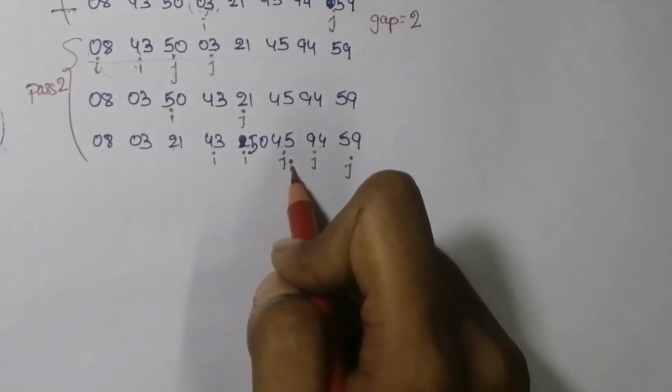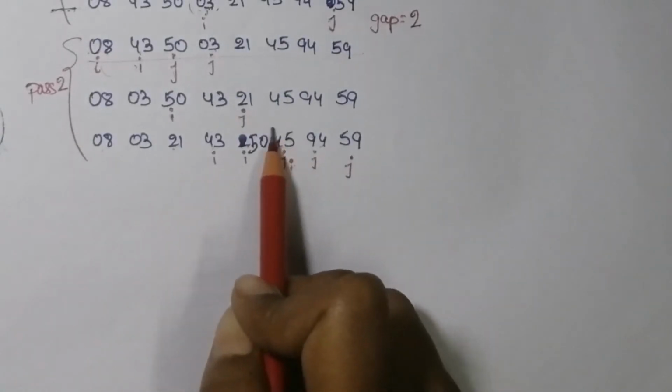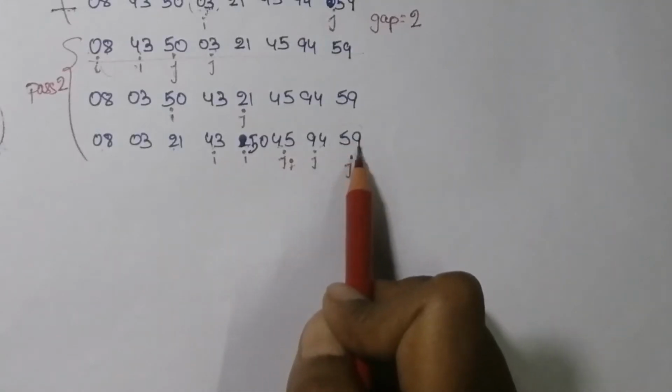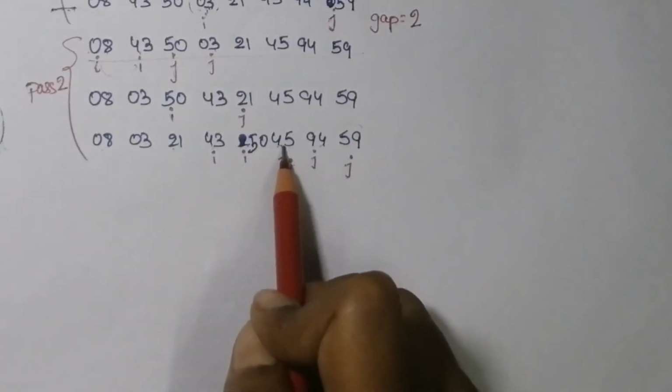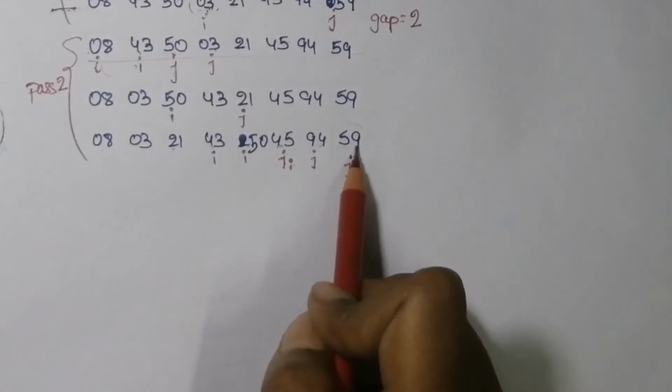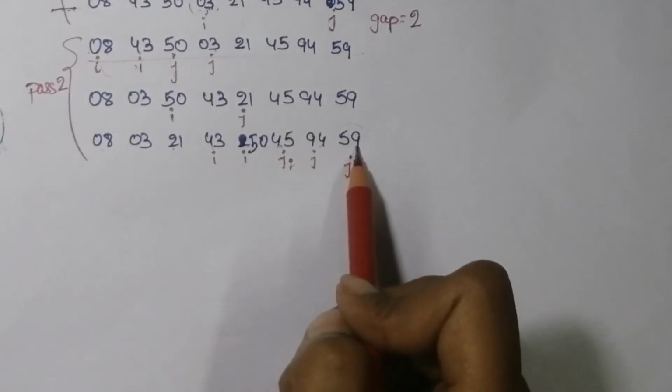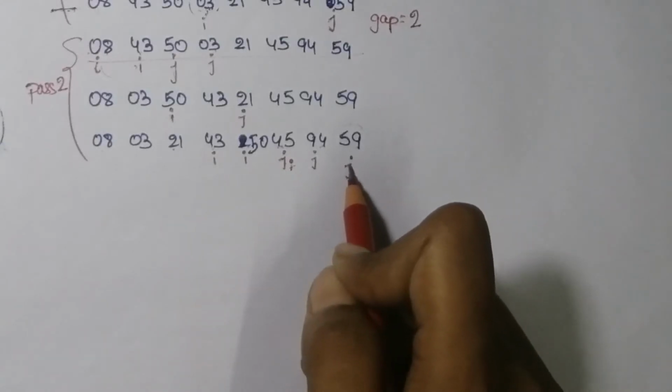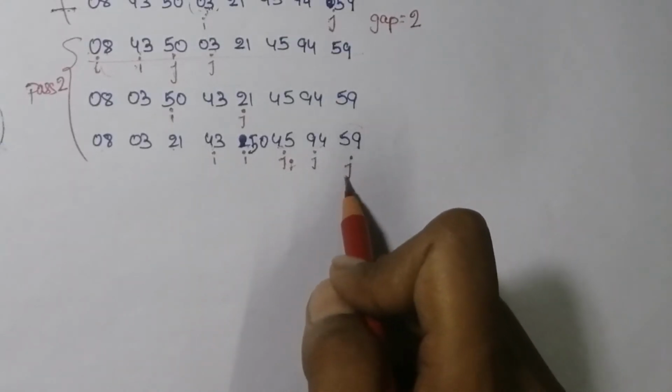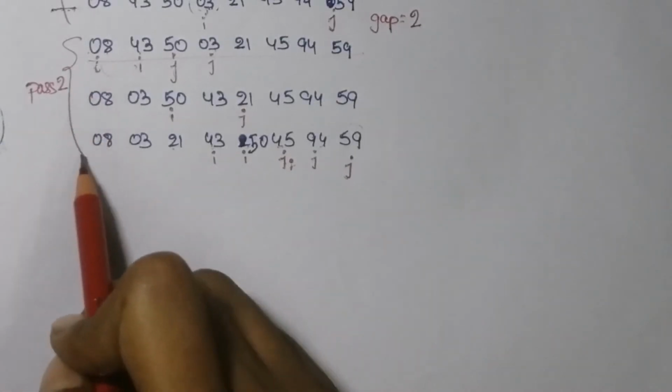Now again i will be incremented. So 45 will be the element at the ith index and 59 will be the element at the jth index. 45 is smaller than 59, right? So here also there is no need of swapping. And now we have reached the end of the array, that is, j is at the last index. So this is pass 2.